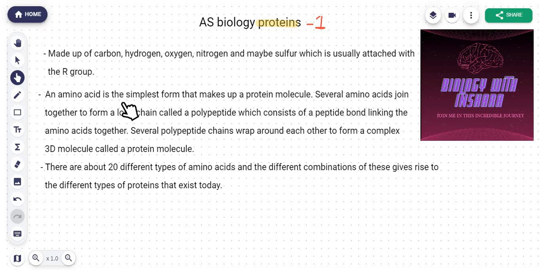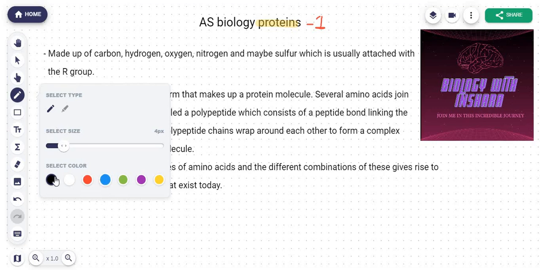An amino acid is actually the simplest form that makes up a protein molecule, as we all know. So we're going to talk about how protein is made. Several amino acids first join together to form a long chain, which is called a polypeptide. Let me just demonstrate this through visuals for your understanding.